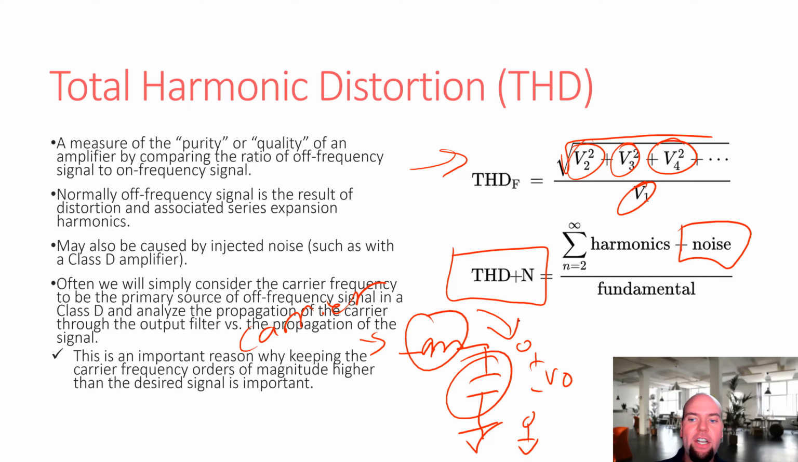And so by actually calculating the magnitude of that and using these equations, well, specifically, if you're doing a Class D, sometimes you just don't worry about the harmonic distortion. Sometimes just the noise, just the amplitude of that carrier. Find the ratio of those two, and that'll give you your total harmonic distortion. Now, this is normally done in a log scale too, relative to the fundamental. So typically total harmonic distortion is going to be on a decibel scale.